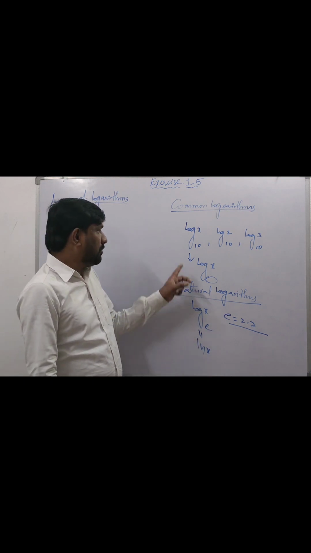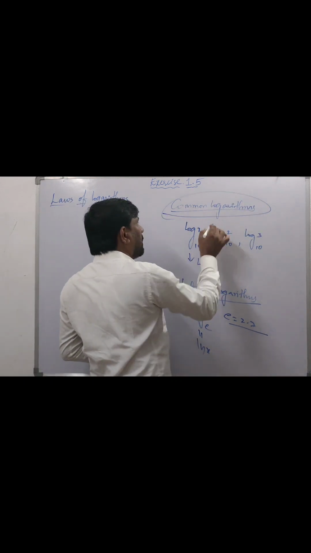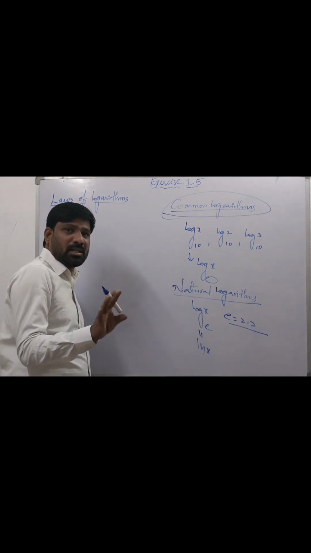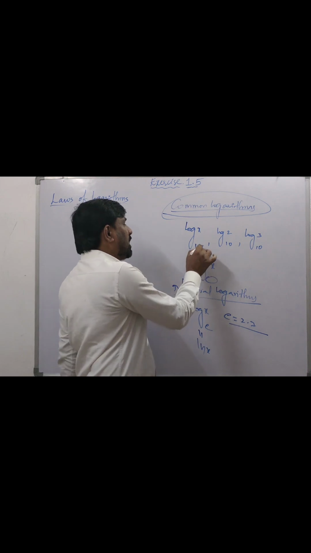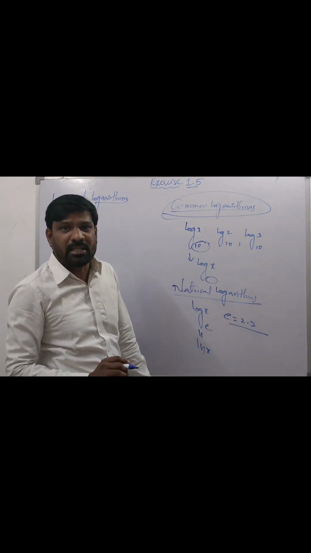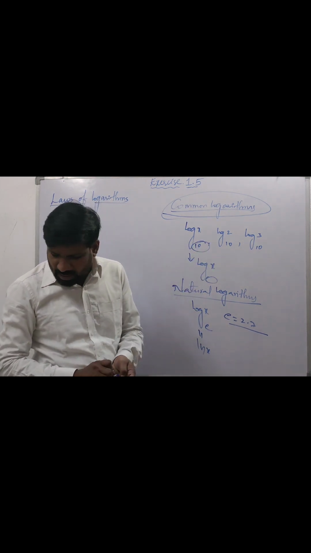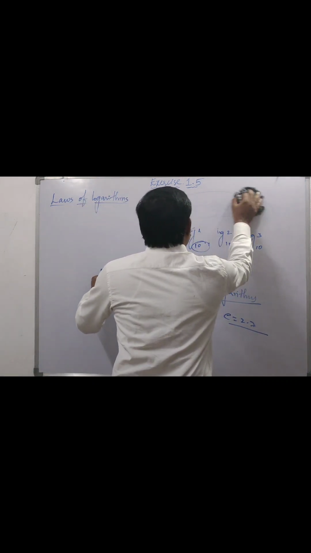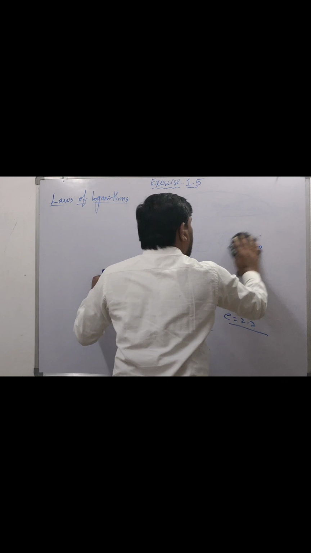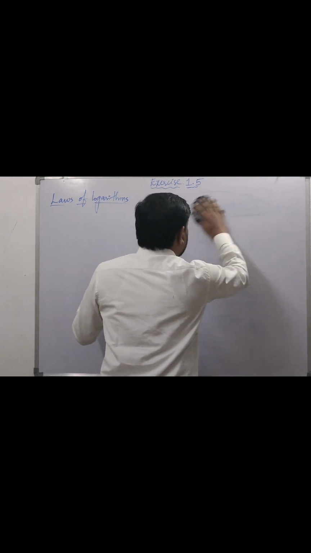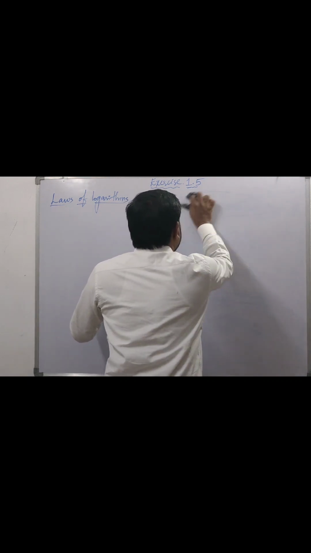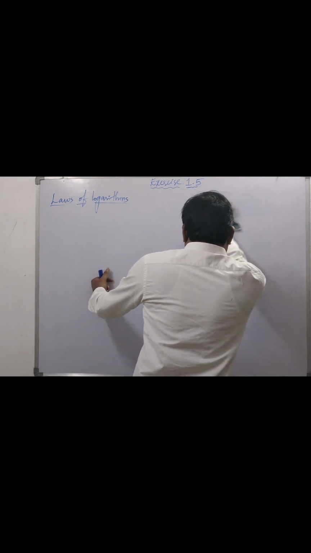Please remember, we will use only common logarithms in this chapter, means log x to the base 10. Common logarithms are nothing but log x to the base 10. Suppose no base is mentioned, we have to treat it as 10. Clear? So now let us see what the properties or laws of logarithms are in this particular chapter and how we'll use those. We have proofs also. I'm not going to discuss the proofs here. I'll try to write only the formulas.